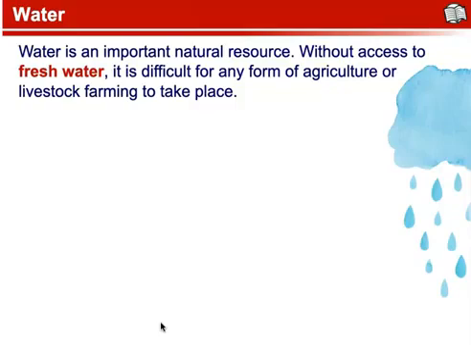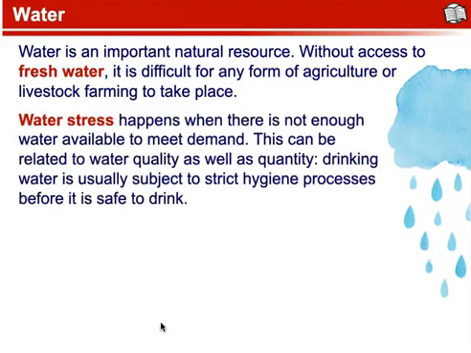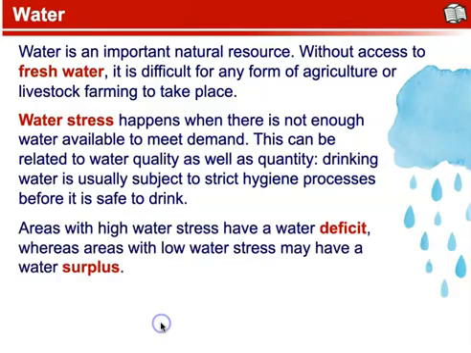Water. Water is an important natural resource. Without access to fresh water, it is difficult for any form of agriculture or livestock farming to take place. Water stress. Water stress happens when there is not enough water available to meet demand. This can be related to water quality as well as quantity. Drinking water is usually subject to strict hygiene processes before it's safe to drink.